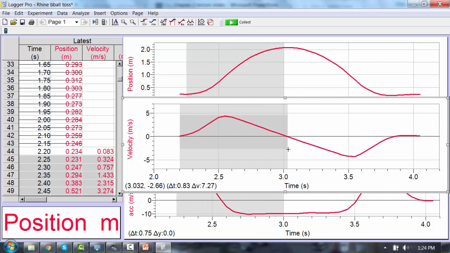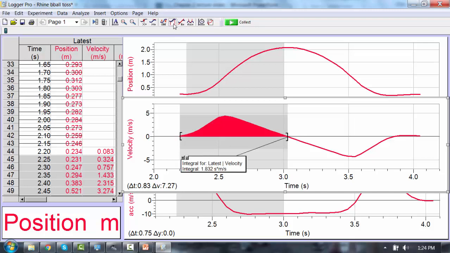And then what I'm going to do is use this tool right here. It's called the integral tool. And in calculus, an integral is used to calculate areas under a curve. And so I'm going to click on that. And there's the integral for my function over this value here where we're moving upward. And it gave us 1.832 seconds times meters per second. Of course, the seconds cancel, and you have 1.832 meters.